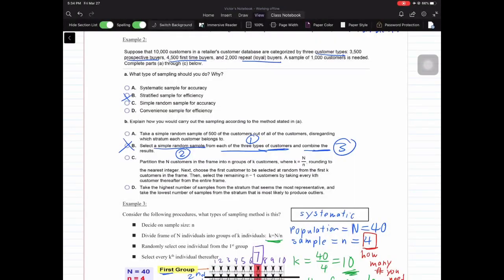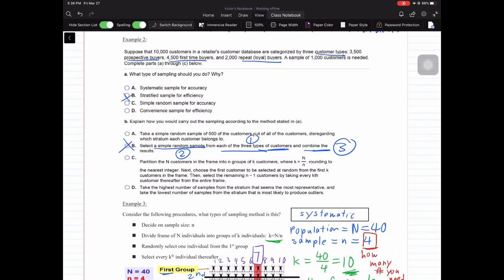Example 2: suppose that 10,000 customers in a retailer's customer database are categorized by 3 customer types: 3,500 prospective buyers, 4,500 first-time buyers, and 2,000 repeat buyers. A sample of 1,000 customers is needed. Complete parts A and B. Part A, what type of sampling should you do? Why? This is an example of stratified sampling because we can categorize the customers into 3 types: prospective buyer, first-time buyer, and repeat buyer. So these are common characteristics.